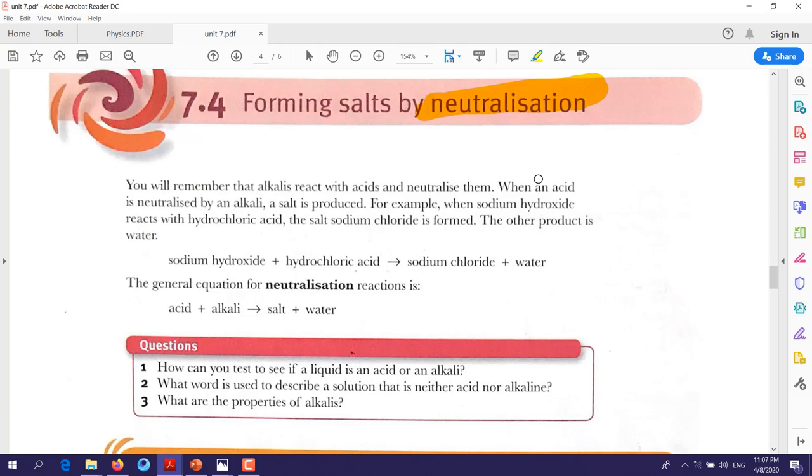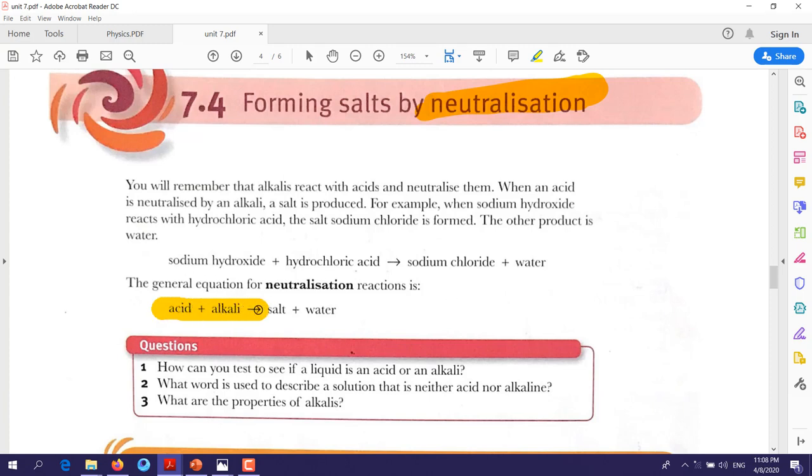Now, if you have two solutions, one acid and one alkali, and you mix them together, what will happen? Here you are doing the process of neutralization. You are neutralizing their pH. You are changing it either from acid to neutral, which is 7 on the pH scale, or from alkali, above 7 until 14, decreasing it until it becomes 7. But while you are doing this process, what will you get? You will get salt.